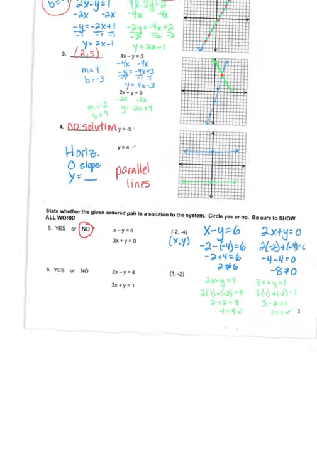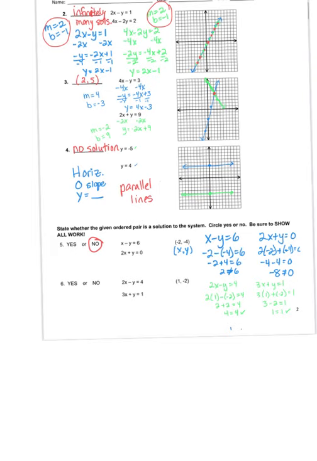So for the second problem, they're asking us, is the ordered pair (1, -2) a solution to the system? Because when we plug in the x and y for both of those equations, we get a true statement, we say yes, that is a solution.